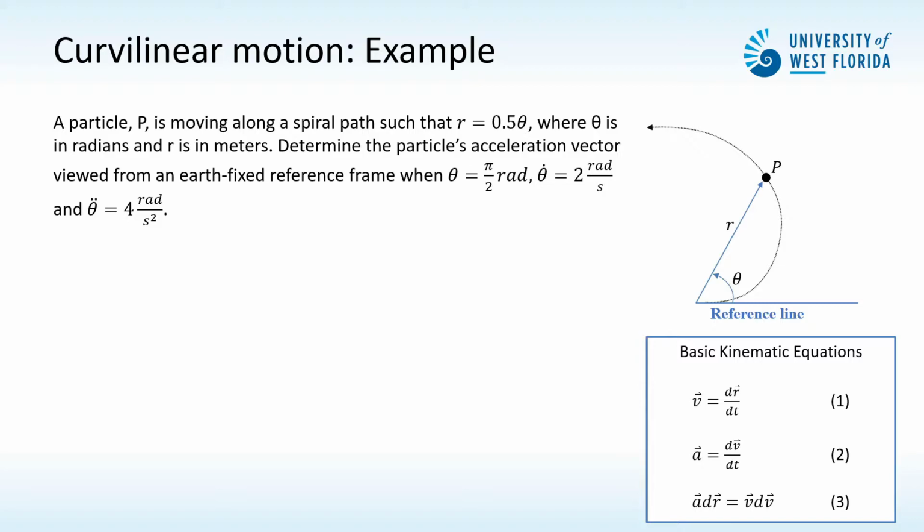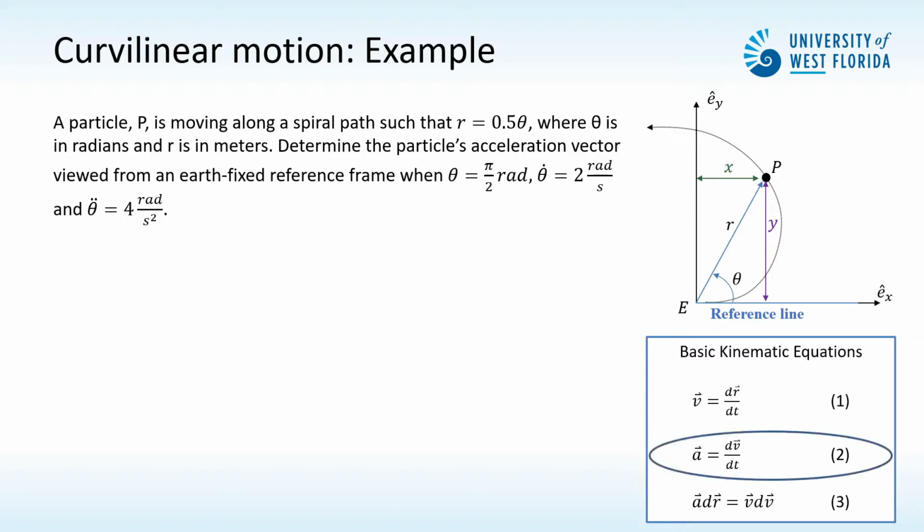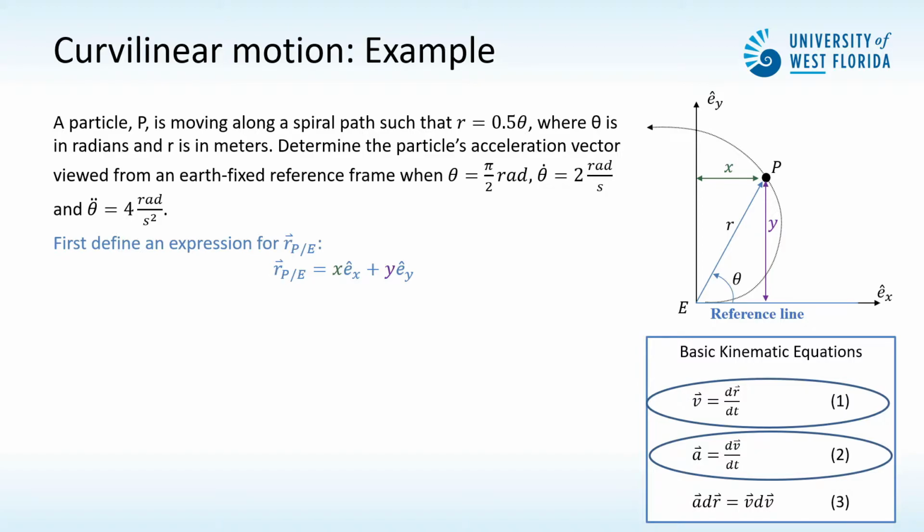So to solve this problem, first, draw a picture and add an Earth-fixed reference frame. Realize that even though we have information in terms of r and theta, we can describe the particle's position in terms of x and y. Next, realize that we need to find the acceleration of p with respect to e. Using basic kinematic equation 2, we see that we can find acceleration if we have velocity. Using basic kinematic equation 1, we see that we can find velocity if we have the position vector. So let's start by writing an expression for the position vector. This is just x ex plus y ey.